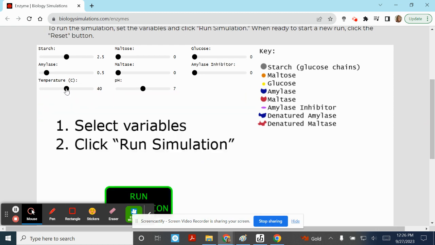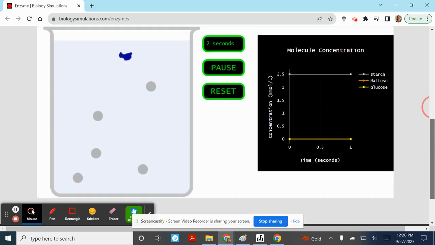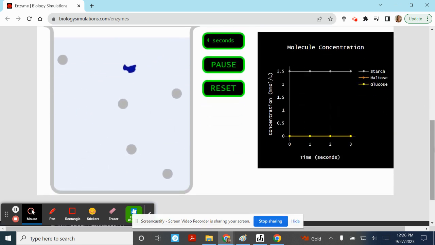Reset. Crank that temperature up. Let's run that simulation. Now they're moving even faster and they're colliding more often. But notice that whenever they collide, we're getting no product. So our reaction rate, the speed of this reaction, is 0. We're getting 0 products in 10 seconds. So my rate is 0 in this case.